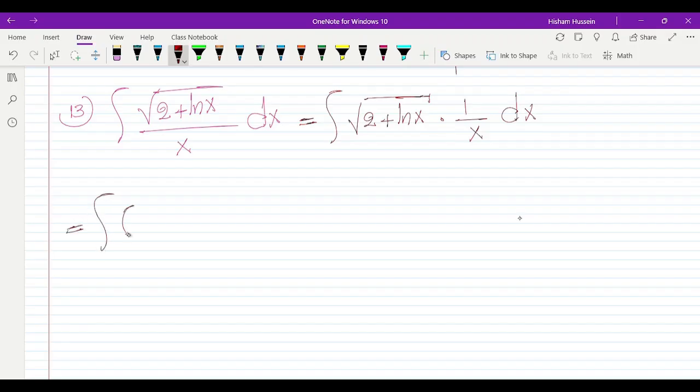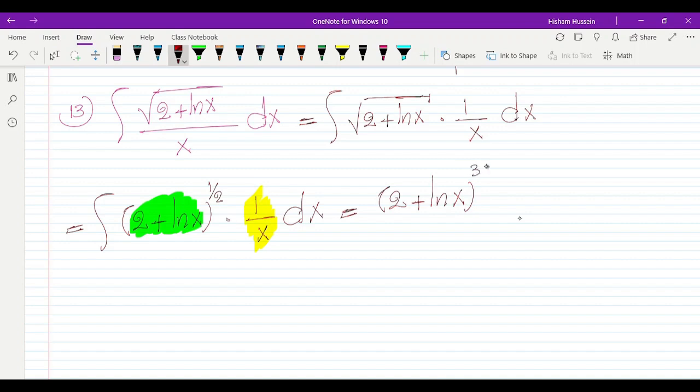The root of 2 plus ln x can be written as 2 plus ln x to the power half times 1 over x dx. We have the function 2 plus ln x with the power half, and the derivative of this function, 1 over x, exists. So just raise the power by 1 and divide by the new power. It's 2 plus ln x to the power 3 over 2, divided by the new power 3 over 2.